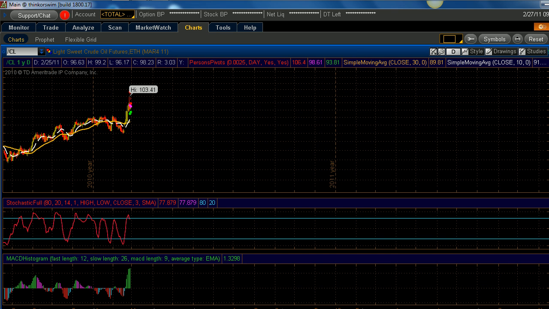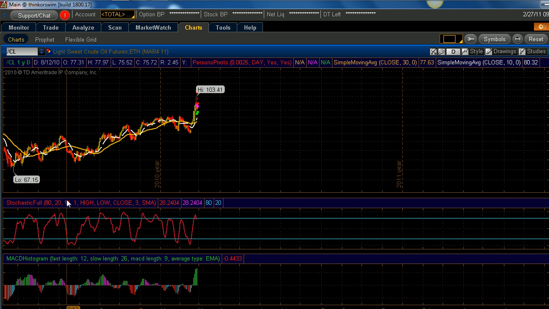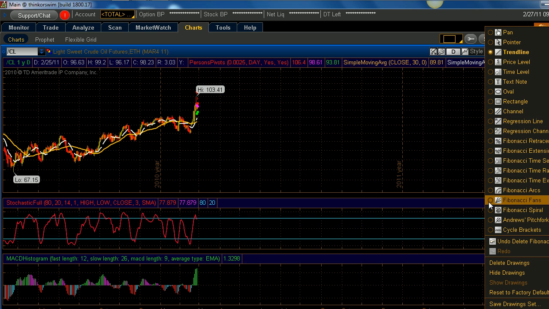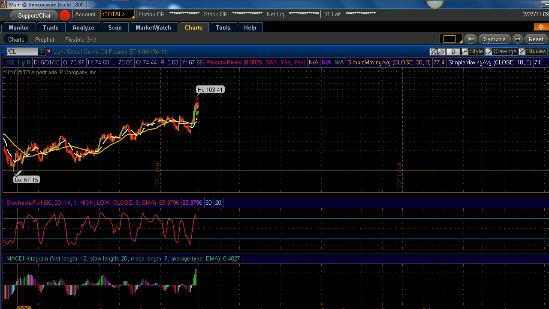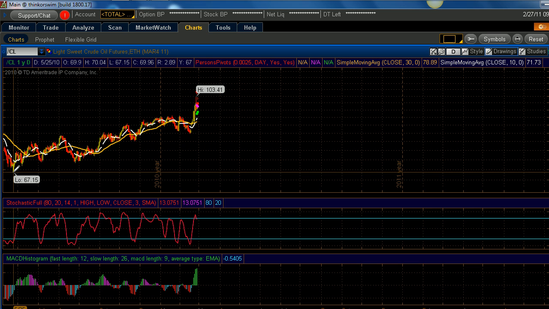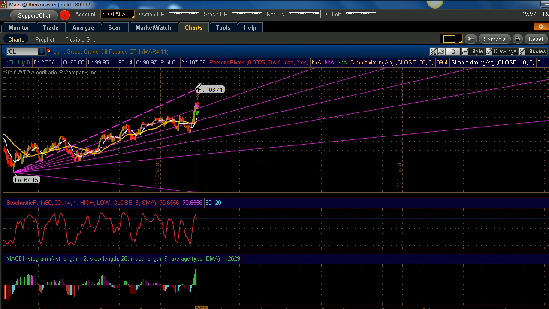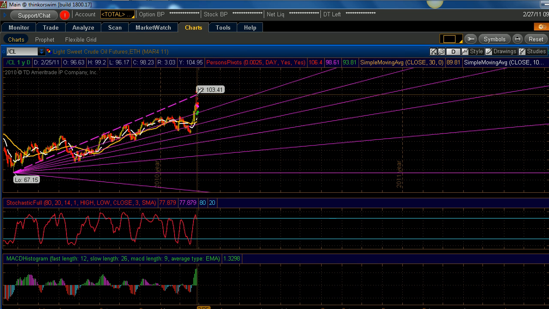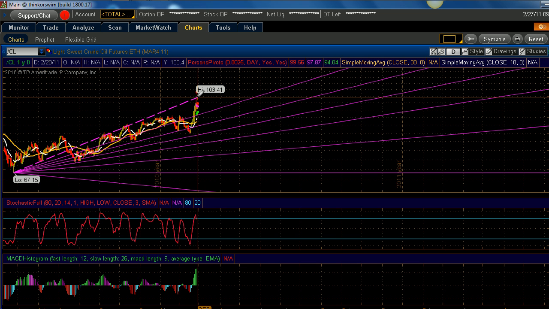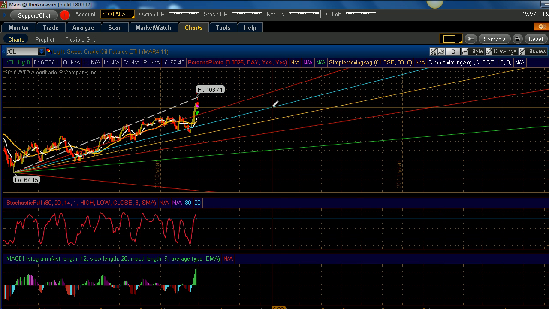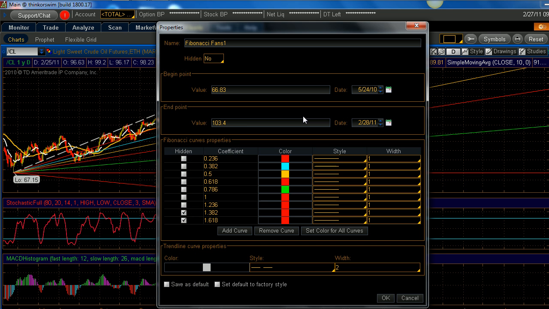And where's my high-low bubble at? Let's see if we can find that. There you go. 67.15. Here's your fan tool. And you just take the low of 67.15. Whoops. I'm going to have to edit that because I didn't catch it right. 103.41. Now all I do is right click on any one of the fans, edit properties to get the perfect numbers. 67.15.